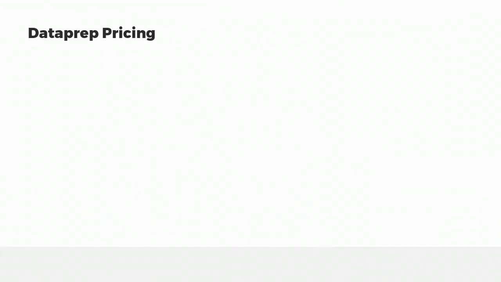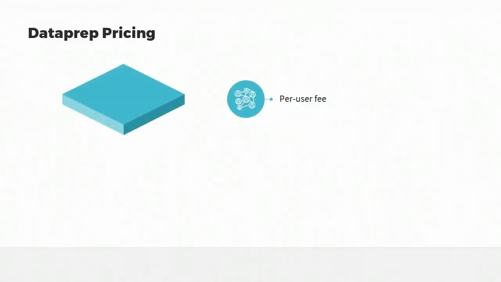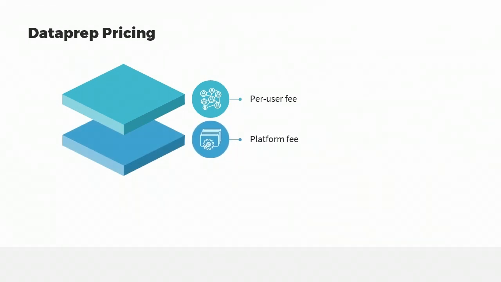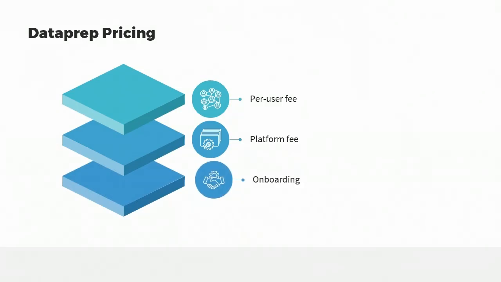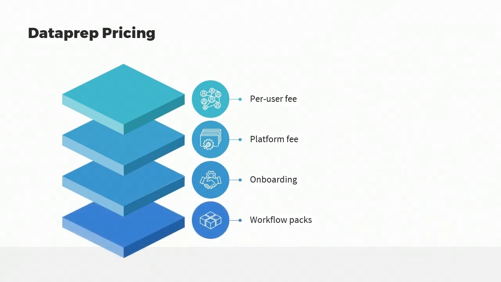Another thing that we have is Dataprep pricing. We've got our per user fee, and this is the monthly subscription fee based on the edition we choose. We've got our platform fee, which is paid at the organization level and could grant the ability to create or provision environments for a dedicated set of users. There are onboarding services available, which is a one-time fee for product setup and guidance. And there are workflow packs, so you can purchase packs of about 6,000 additional automated workflows if you need them. This is meant for the Professional and Enterprise editions.